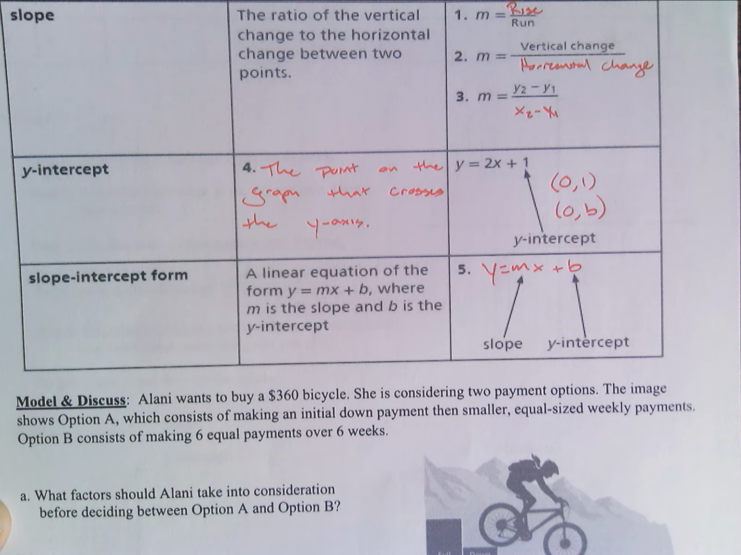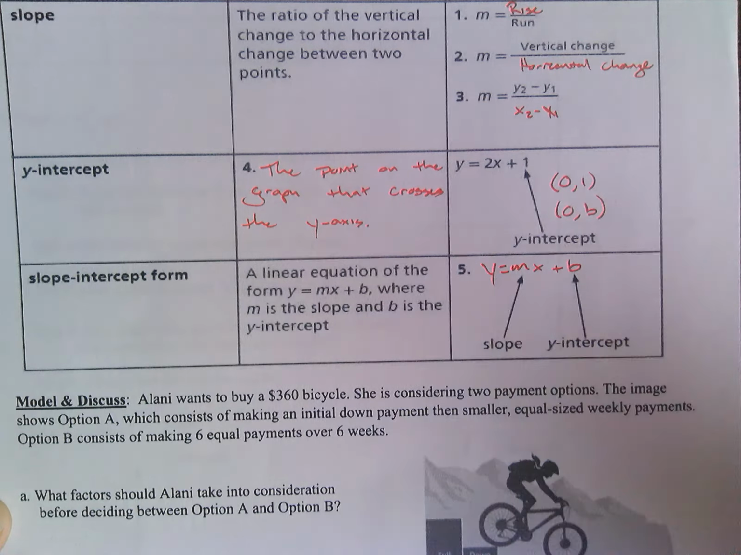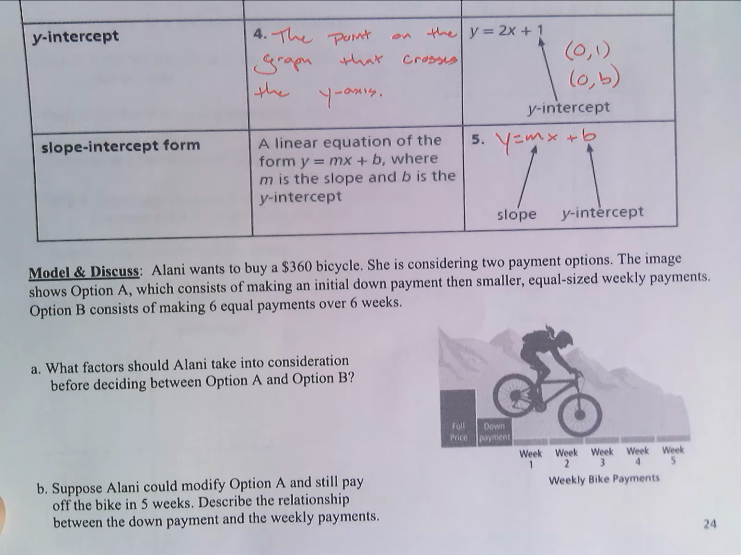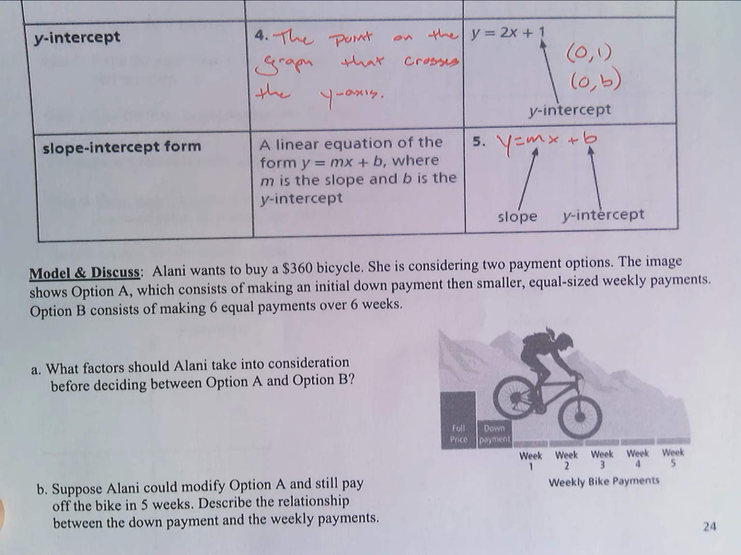Okay? So let's go ahead and discuss the following scenario. Alani wants to buy a $360 bicycle. She is considering two payment options. The image shows option A, which consists of making an initial down payment, then smaller equal size weekly payments. Option B consists of just making 6 equal payments over 6 weeks. What factors should Alani take into consideration before deciding between option A and option B?